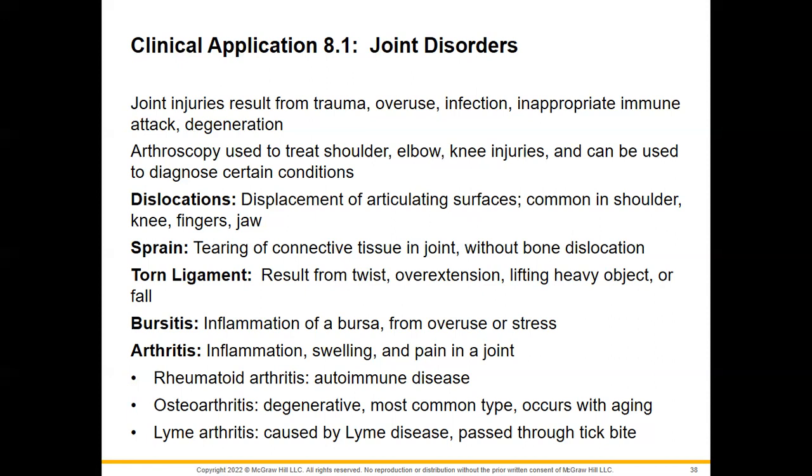And then you have Lyme arthritis. So Lyme arthritis is caused by an infection, where the infection gets into your body, it finds a joint, and it causes that inflammation of that joint. So these are examples of joint disorders.